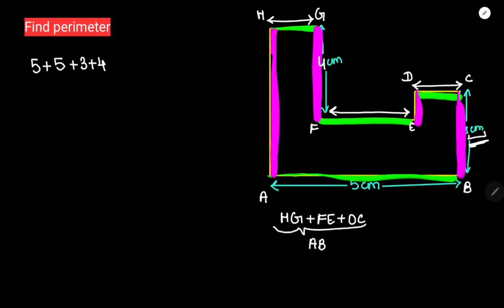Now I need to know 2 more sides. What are 2 more sides? First is DE and second is AH. I don't know what is DE. I cannot even guess what this will be. Okay, but what can I do? What if I say this is X? Let DE be equal to X, right? Okay, so now I know DE is X, so I will add X here.